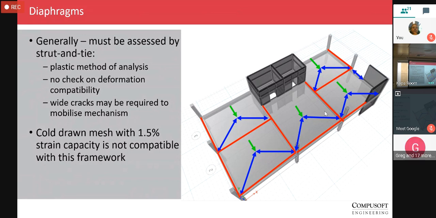of assessment. And what that means is that the method is basically incompatible with mesh that has such low strain capacity that it could feasibly be fractured by shrinkage strains prior to the earthquake, or movement of vehicles through a car park, or any number of other causes. And so basically we've said, if you're doing strut and tie, you can't rely on this reinforcement.